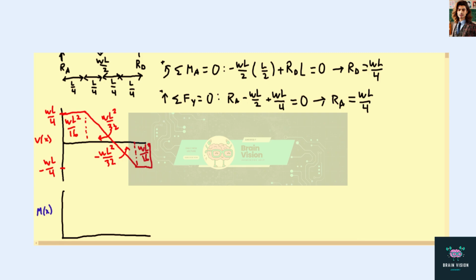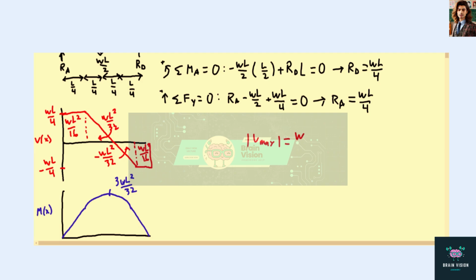Right, so it's going to start out linear. Right, it's the area under V, and then it's going to turn into a parabola while we're applying our uniform load. And the last section will be linear again. And so we'll have our maximum bending moment here at this point, and it will be 3WL²/32.